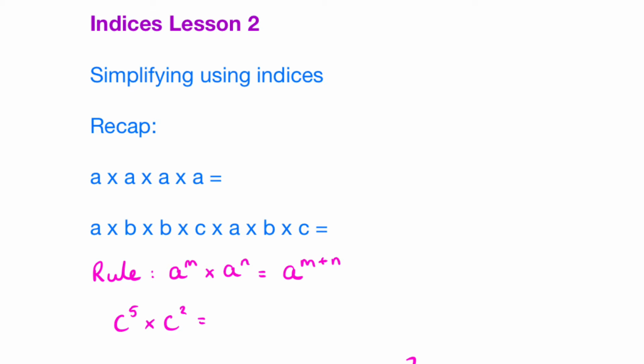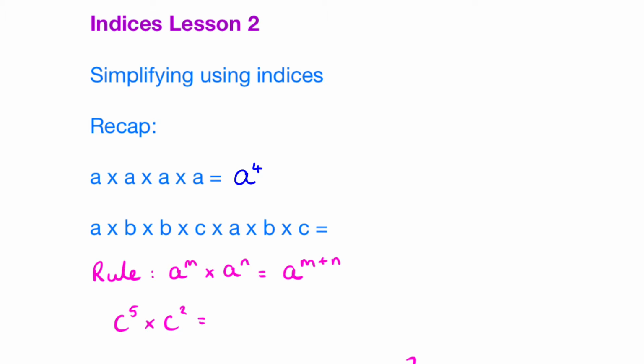So, remember from yesterday, we worked out that A times A times A times A, because that's A multiplying by itself four times, we can write that as A to the power 4.